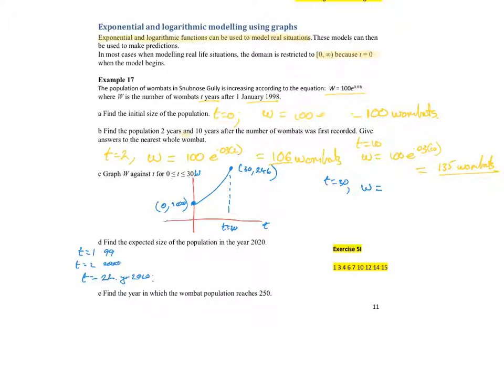So we're just going to put W is equal to, what is W equal to? 100 e to the 0.03 times 22. If I go to my calculator and type that in, I'll get 193.47. So we'll round that to 193 wombats, to the nearest wombat.